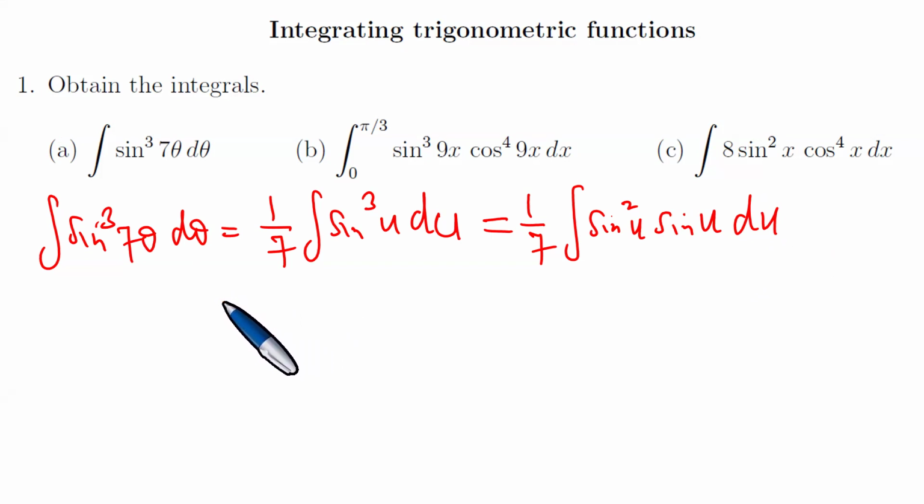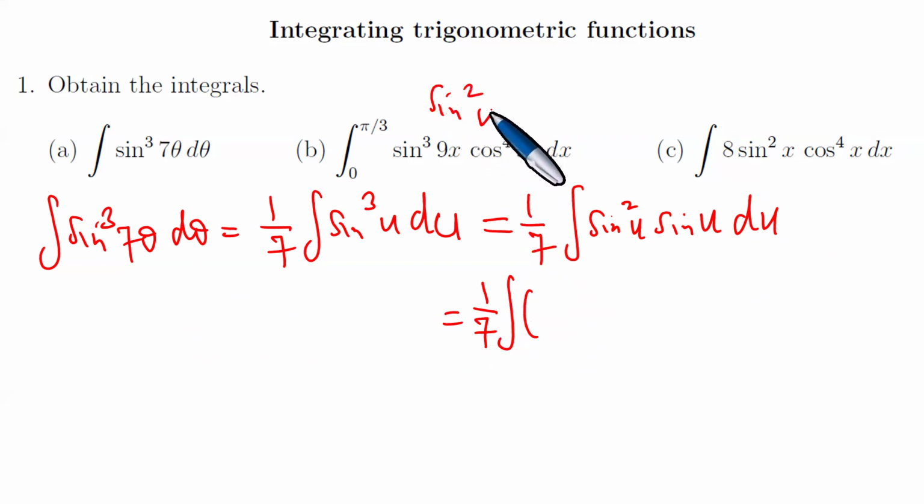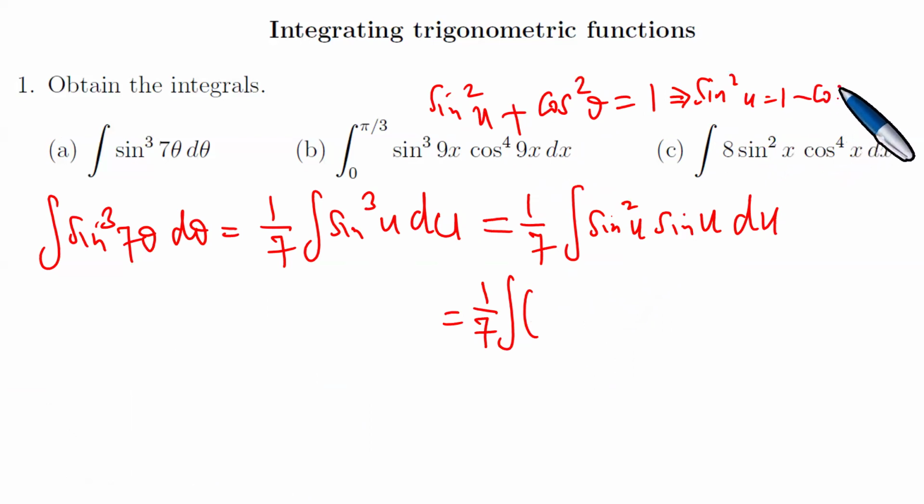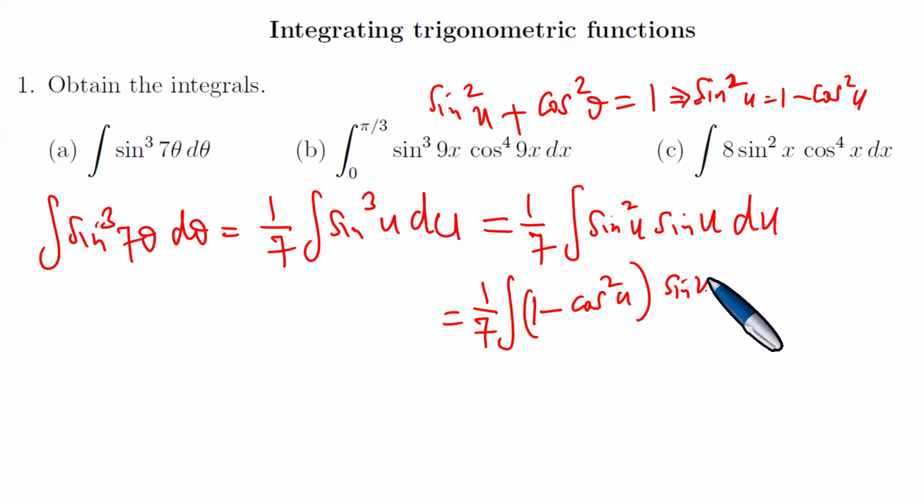We have the solution if only we can say that this is 1 over 7 the integral of, and we know from high school that sine squared u plus cosine squared u is always 1. This implies that whenever we have sine squared of u, it is 1 minus cosine squared u. So here we have exactly 1 over 7 the integral of 1 minus cosine squared u, the sine of u, du.